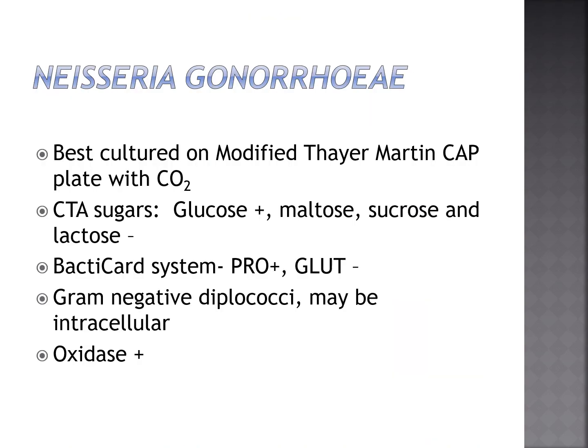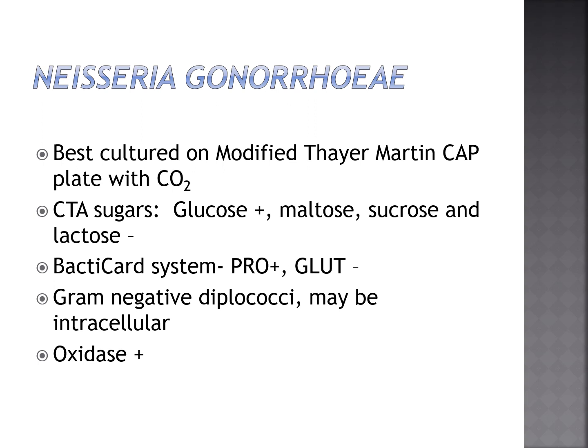There are 700,000 new cases of Neisseria gonorrhea identified every year in the United States. If you recall from earlier lectures, Neisseria gonorrhea does not grow on blood agar, but it does grow on chocolate and modified Thayer-Martin. It's best to culture it on modified Thayer-Martin with the addition of carbon dioxide. It is a fastidious organism that does require 3% to 10% CO2. If you wanted to identify Neisseria gonorrhea, you could do so by setting up the CTA sugars. Neisseria gonorrhea begins with a G, and it is glucose positive, which also begins with a G. It is maltose, sucrose, and lactose negative.